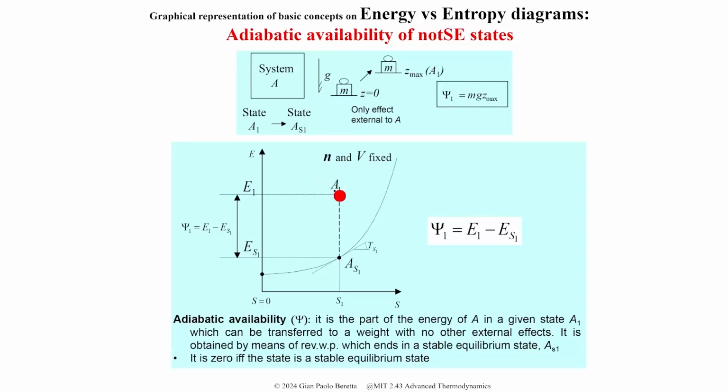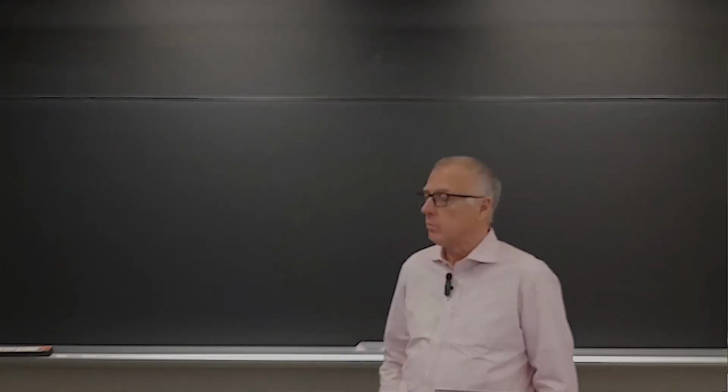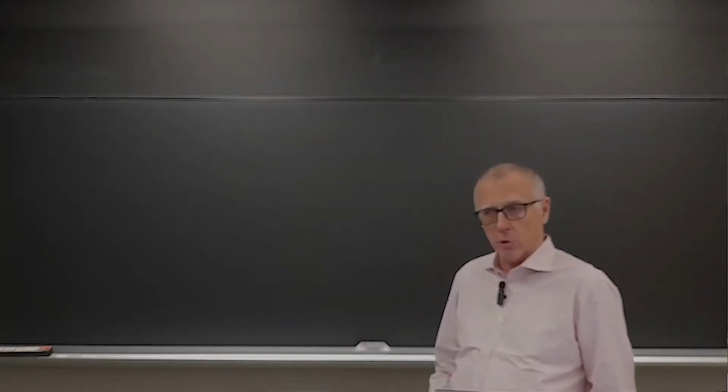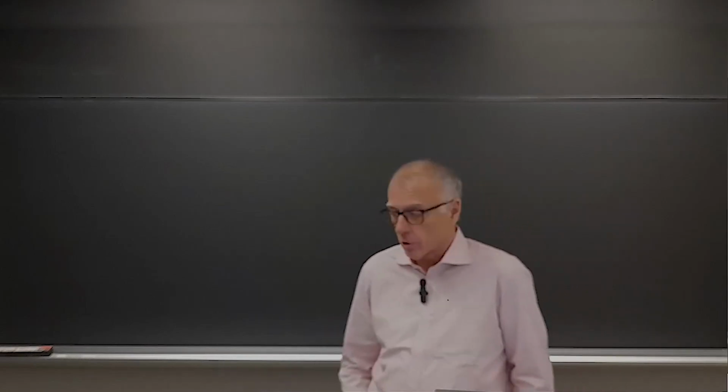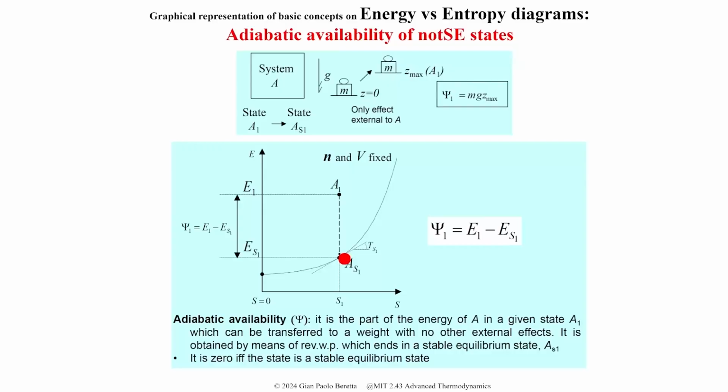We've seen that as one of the theorems that we've cited. And so the weight process that extracts adiabatic availability moves vertically down until you reach the lowest energy state with that entropy. You cannot go below, so you cannot extract more energy because there are no states below that one.